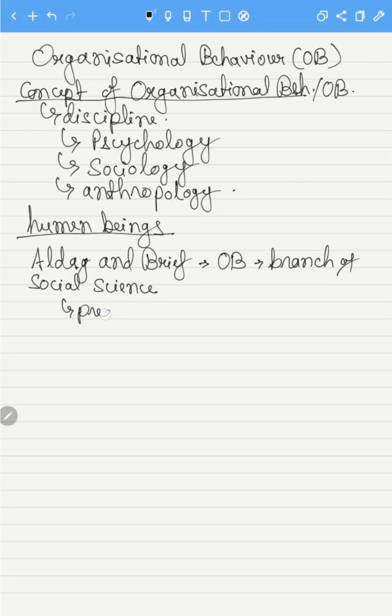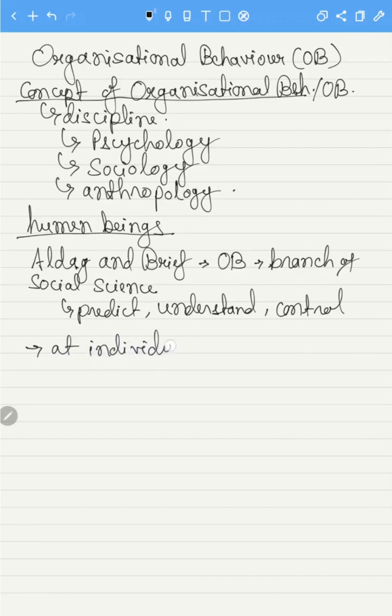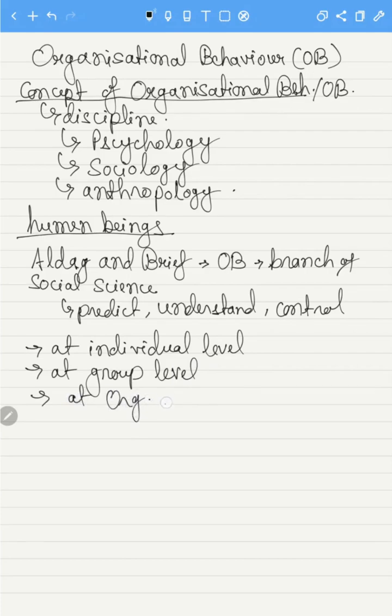It can predict, understand and control the behavior of humans in a work organization. Organizational behavior studies human behavior at individual level, at group level, at organizational level.